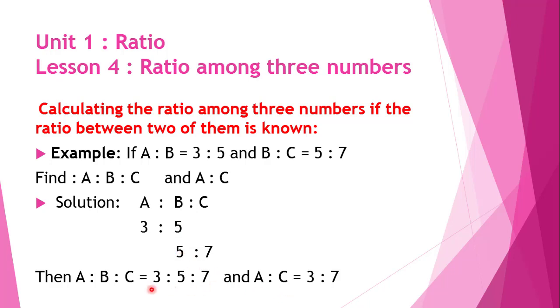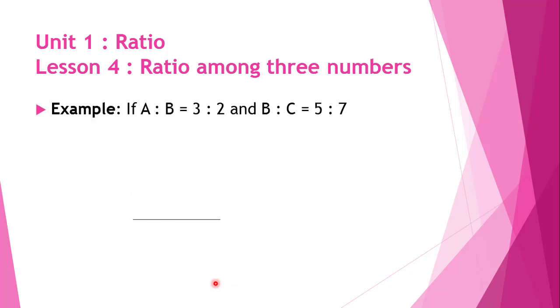And A to C will be the first with the third one, or the last one. So 3 to 7. In this case, the same number in the middle, the same numbers here, 3 to 5 to 7. So A to C will be 3 to 7.